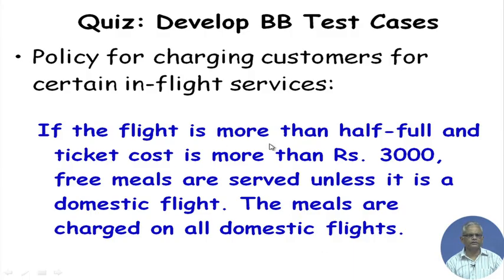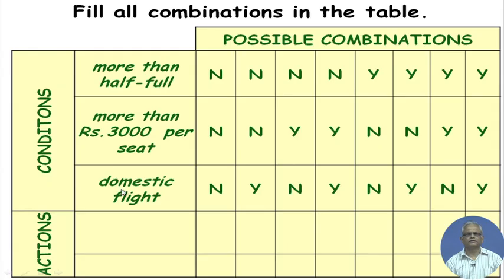If the flight is more than half full, this becomes a parameter, whether the flight is half full or not. If the ticket cost is more than 3,000 or not, and free meals are served is an action, and it is a domestic flight or not, that is another input parameter, and for all domestic flights meals are charged. So, we need to develop the decision table for this. Please try this out, but let me just display the solution, so that you can check with your answer. So, as we said, there are three input conditions. One is more than half full, ticket cost is more than 3,000, and whether it is a domestic flight or not.